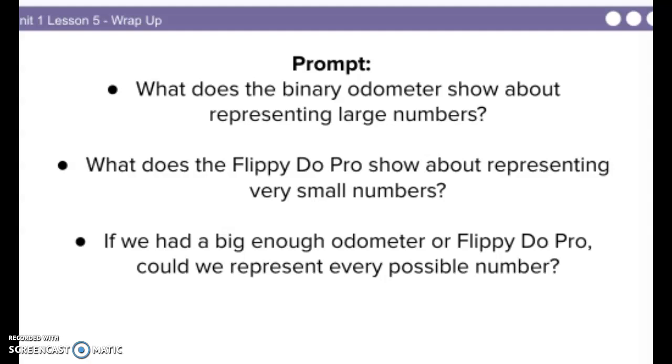So, kind of in wrapping up, what does the binary odometer show about representing large numbers? What does the Flippy Do Pro show about representing very small numbers? And if we had a big enough odometer or Flippy Do Pro, could we represent every possible number? In thinking about this, I think the idea is always go back to the idea of the cash register. You are limited by your place values. And those place values will create the situation that it is impossible to represent every number all the time.